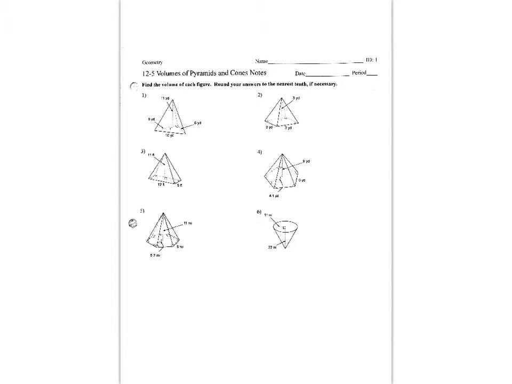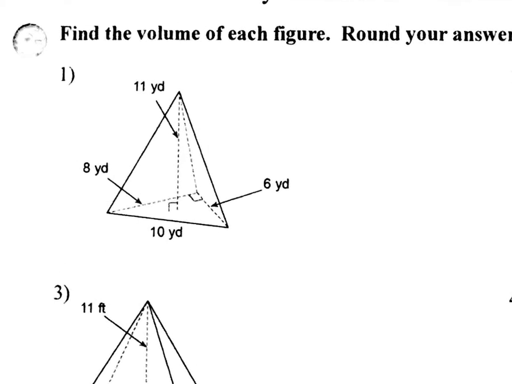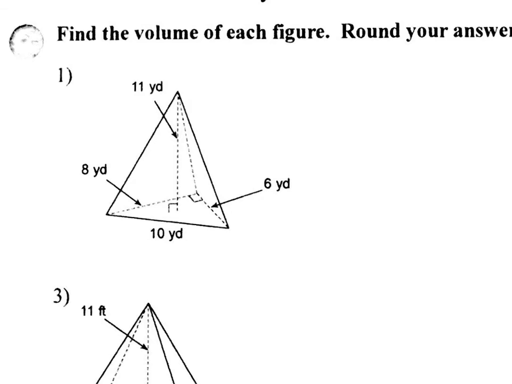Okay, 12.5, volumes of pyramids and cones. So, I'm going to enlarge this again. First thing we need to know is the formula for volume. The formula is 1/3 big B times H. Now this big B is like we've learned before, that is the area of the base figure. H here is the height of the pyramid or cone itself.